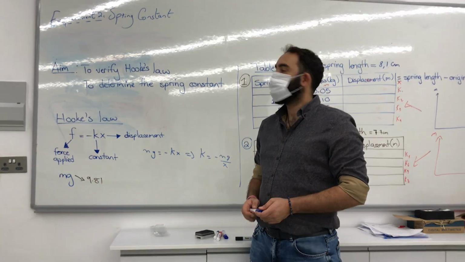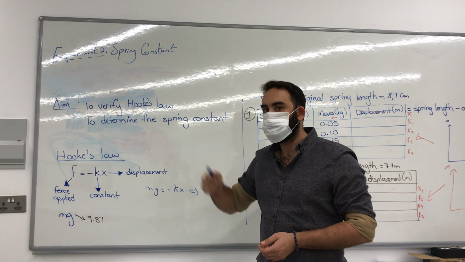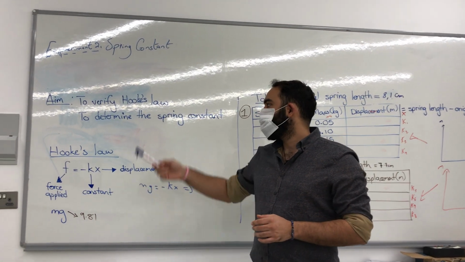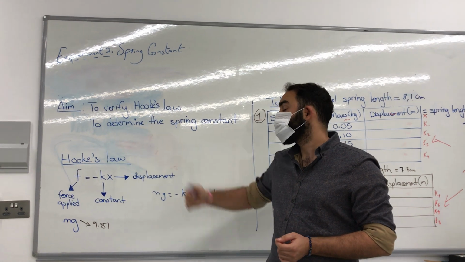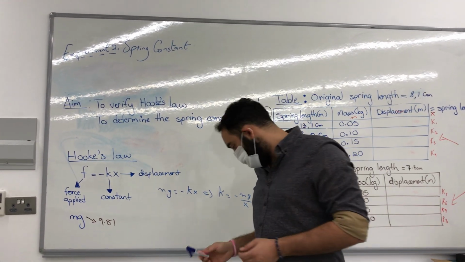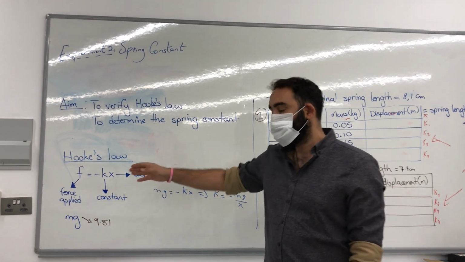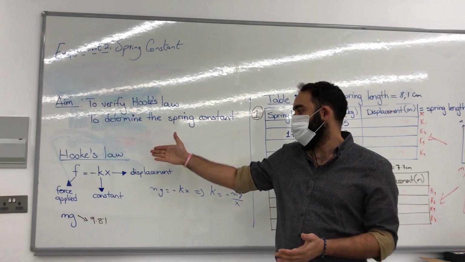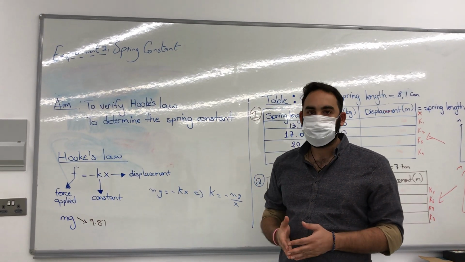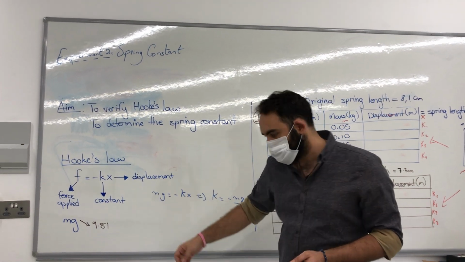Alright, for this week, my dear friends, we have experiment 2, which is spring constant. The aim of this week's experiment is to verify Hooke's law and to determine the spring constant. Now, Hooke's law, what is Hooke's law? Hooke's law is F equals minus kx, F being the force applied on the spring, k the constant of the spring, and x the displacement. We will be working with just weights.